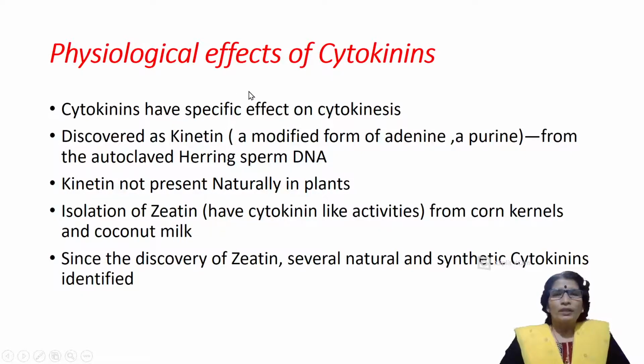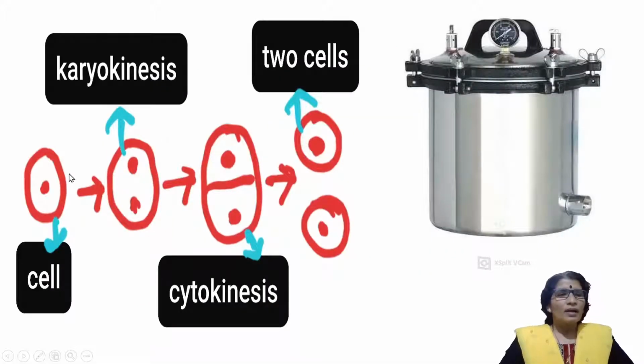And physiological effects of cytokinins. Cytokinins have specific effect on cytokinesis. What is cytokinesis? This occurs in cell division. So here this is one single cell finally divided into two cells. In first step, the nucleus divided into two, that is called karyokinesis. Here, nucleus only divided, but not cytoplasm. Around the nuclei, cytoplasm is present. So, by wall formation, cytoplasm also divided. This wall formation is called cytokinesis. So, this cytokinesis activity takes place by the cytokinins. After cytokinesis only, two cells are completely divided.